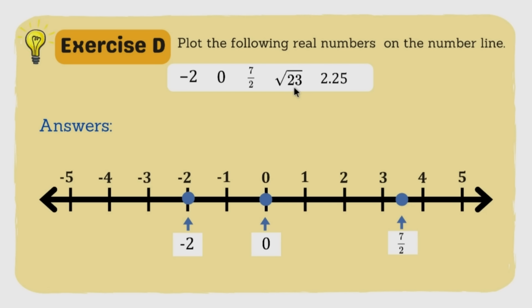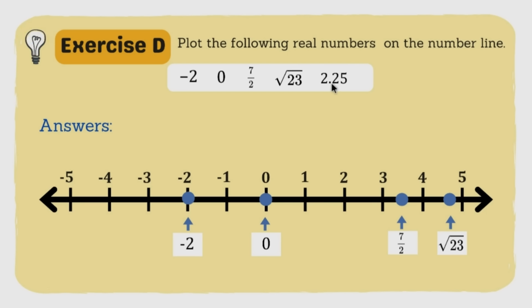Pero previously, we learned how to estimate and plot irrational numbers. So if we're going to press this also in our calculators, ang lalabas po na sagot dyan ay 4.7958 and so on. Okay, so nasa gitna po siya ng 4 and 5. Okay, there you go. That is the square root of 23.